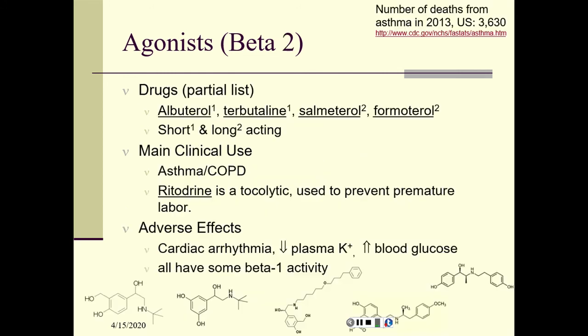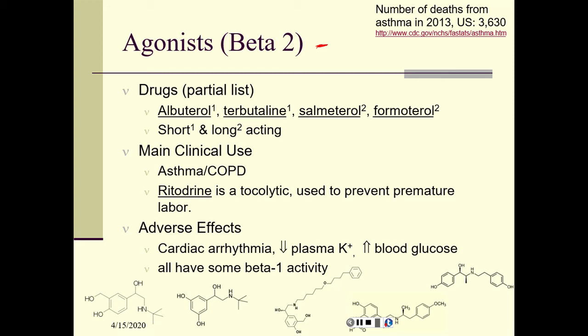All right, so now we're going to turn to another class of drugs, and this is a different subject here, because now we're talking about beta 2 agonists, right? And there are several drugs that I've listed here that have pretty selective, not perfectly selective, but predominantly selective agonist effects at beta 2 receptors. And these drugs are used in treating asthma and chronic obstructive pulmonary diseases.